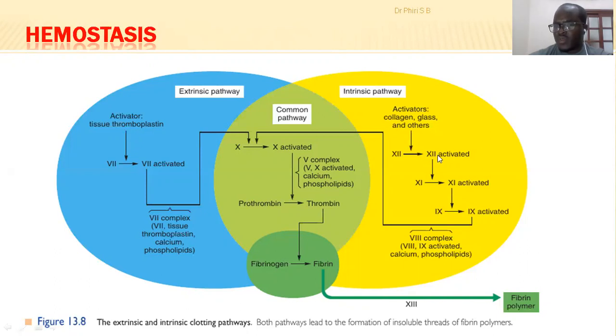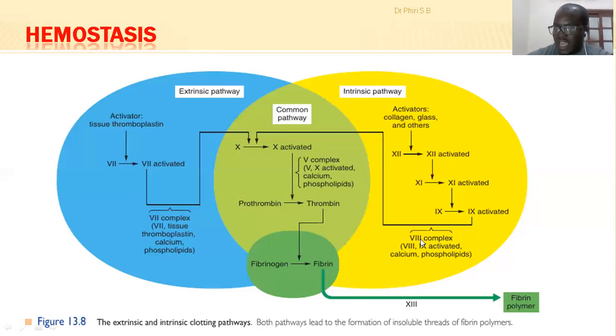The activated factor 12 is going to activate factor 11 into the activated factor 11. The activated factor 11 is going to activate factor 9 into the activated factor 9. The factor 9, once activated, is going to facilitate the formation of factor 8 complex. So you know here now that you have the activated factor 9 that will end up activating factor 8. And this factor 8 with factor 9 and other factors, they will form a factor 8 complex.